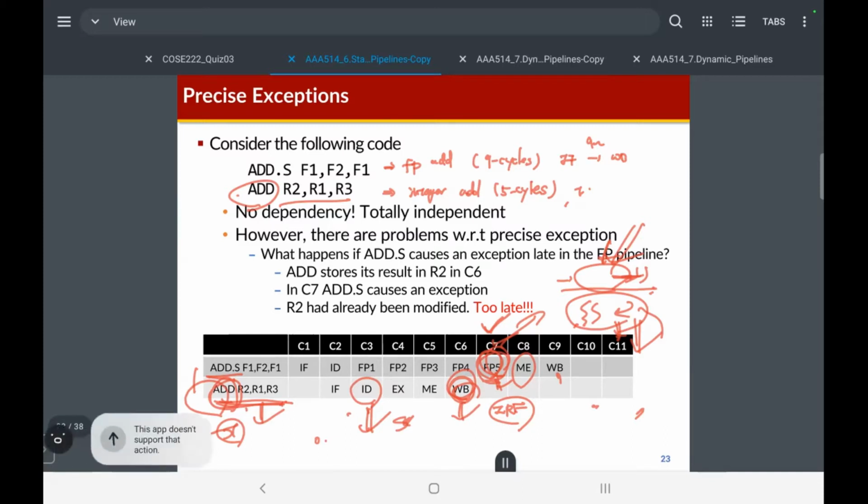But if we cannot find any instructions which can be executed in the processor, then clock cycles are wasted, so the performance is degraded. That's the problem of the statically scheduled pipeline architecture. I simply call it static pipeline architecture.